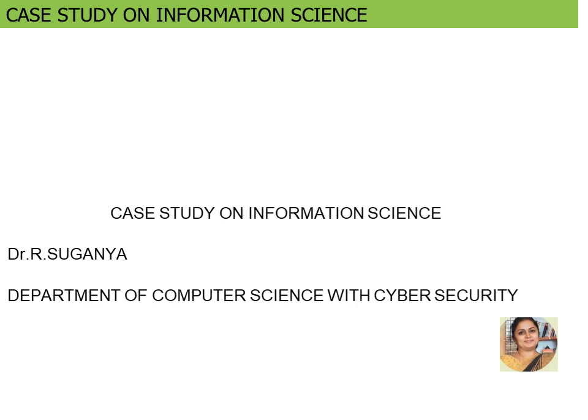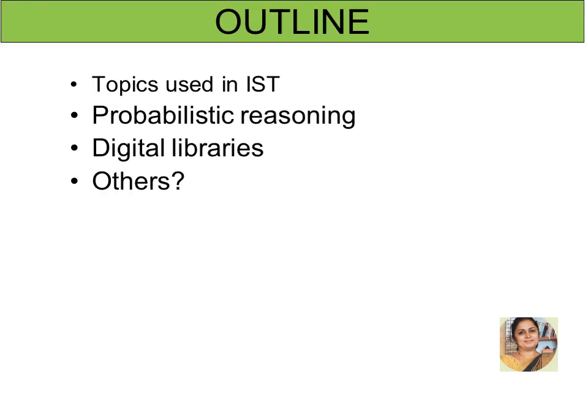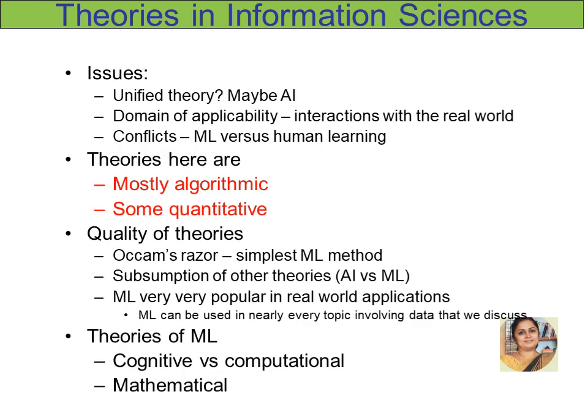Today I am going to talk on a case study on information science. Introduction to machine learning: definition or theory, why machine learning is important and how it is being used, what is machine learning and its relation to animal or human learning, and its impact on information. And the topics used in IST: probabilistic reasoning, digital libraries, and theories in information sciences, that is the issues, unified theory or domain of applicability, conflicts, machine learning versus human learning.